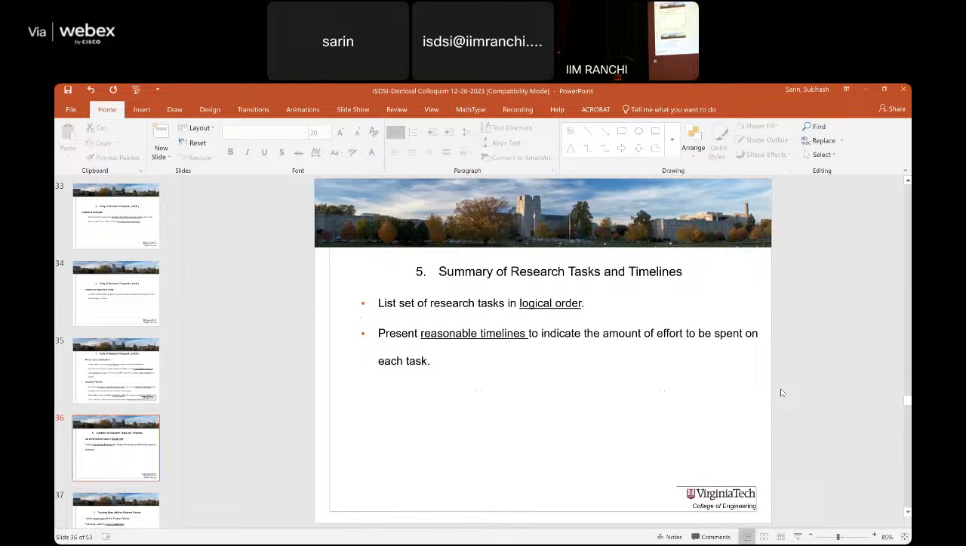And of course, the proposal should be in the right logical order and timeline. Of course, that's very important.